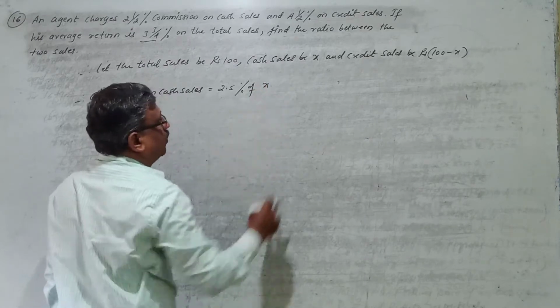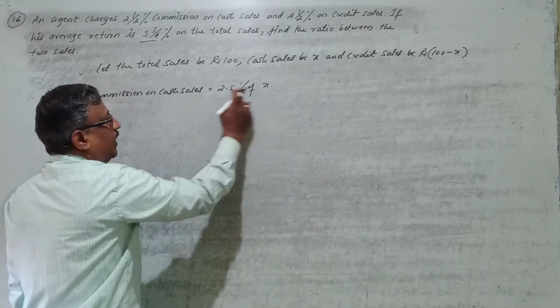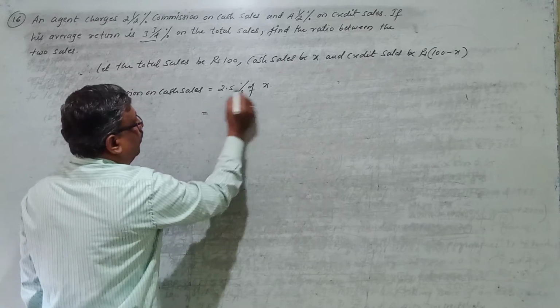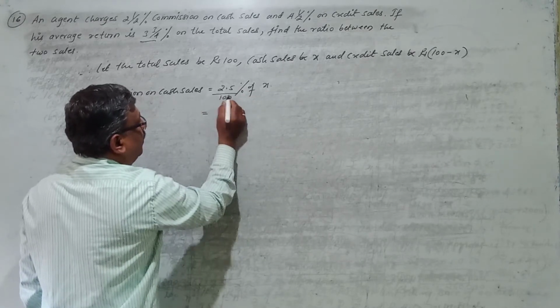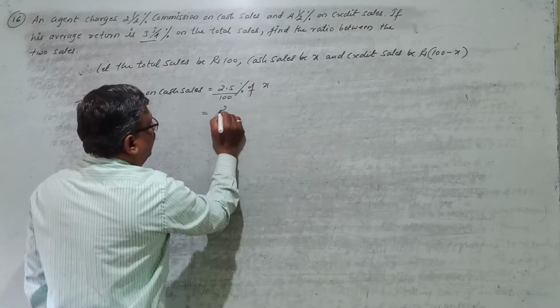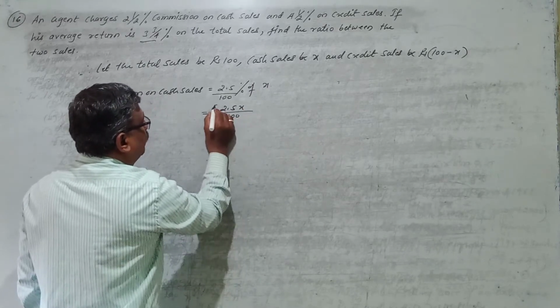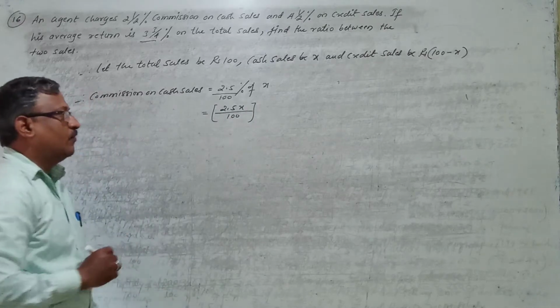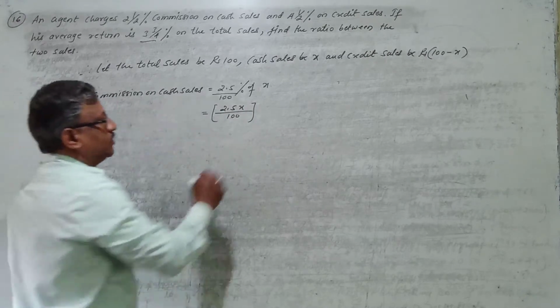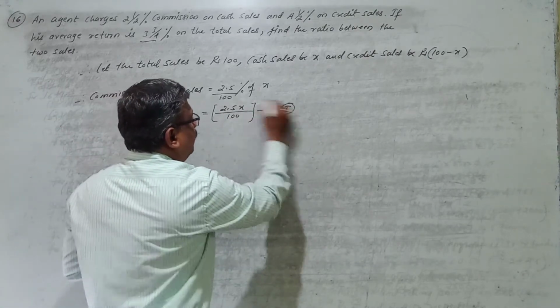Cash sales. What are my cash sales here? X. So on X you calculate 2.5%. So 2.5% means it is divided by 100. So 2.5 into X, you will get 2.5X divided by 100. So this is the commission received for selling the goods on cash basis. So I will call this my first equation.